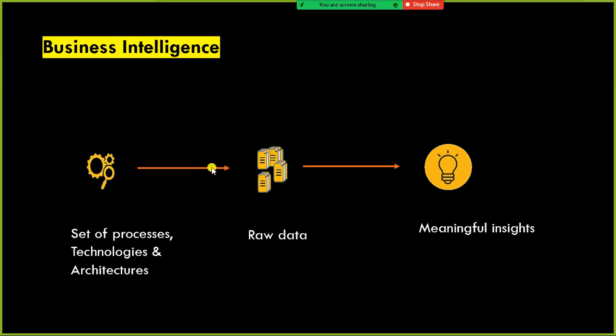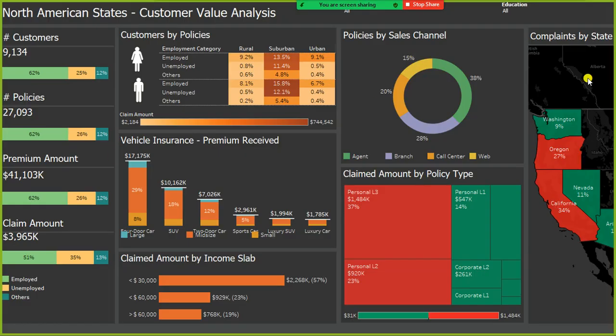In order to do all kinds of data pre-processing, that's when we use business intelligence related processes, technologies and architectures to process this raw data, and then we convert it into more meaningful data. With that pre-processed data, you can create insights using the Power BI tool or Tableau tool like this.